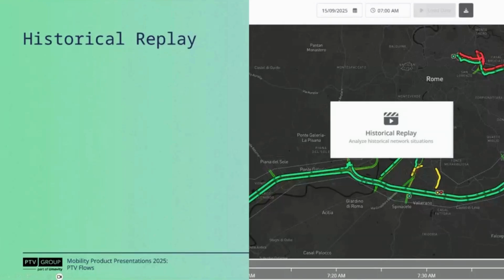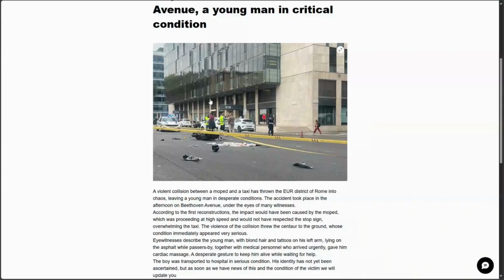Hi everyone! We are excited to introduce a powerful new feature of PTV Flows, the Historical Data Analysis Replay. Let's dive into a real-world scenario to show you what this tool can do.